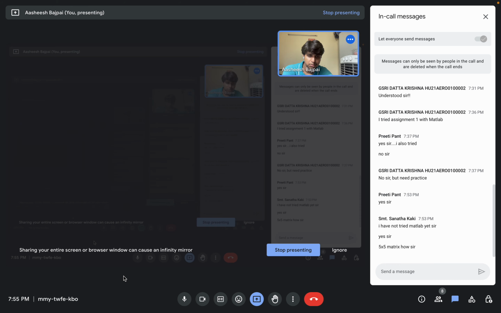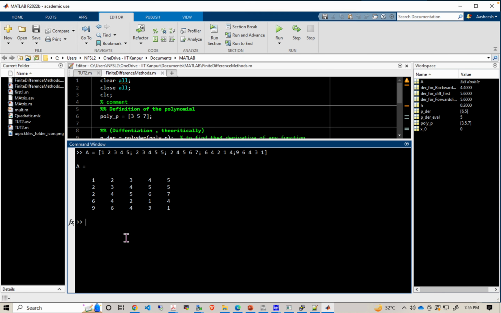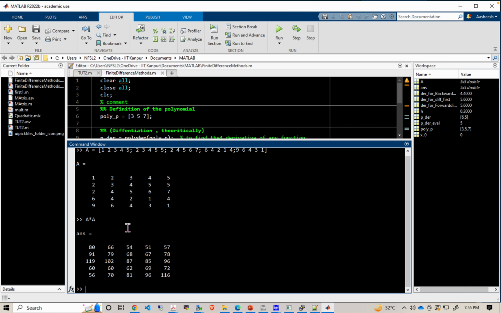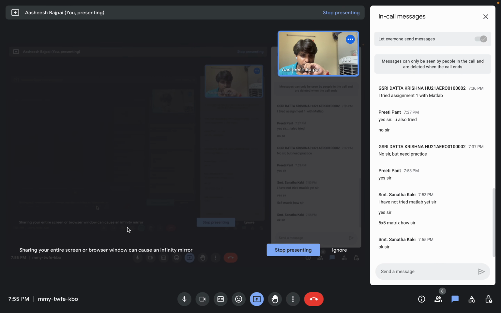Suppose I want to multiply A multiplied by A. It's very simple here. It gets multiplied. It's a matrix multiplication basically. Have you got it? Matrix multiplication, you got it?